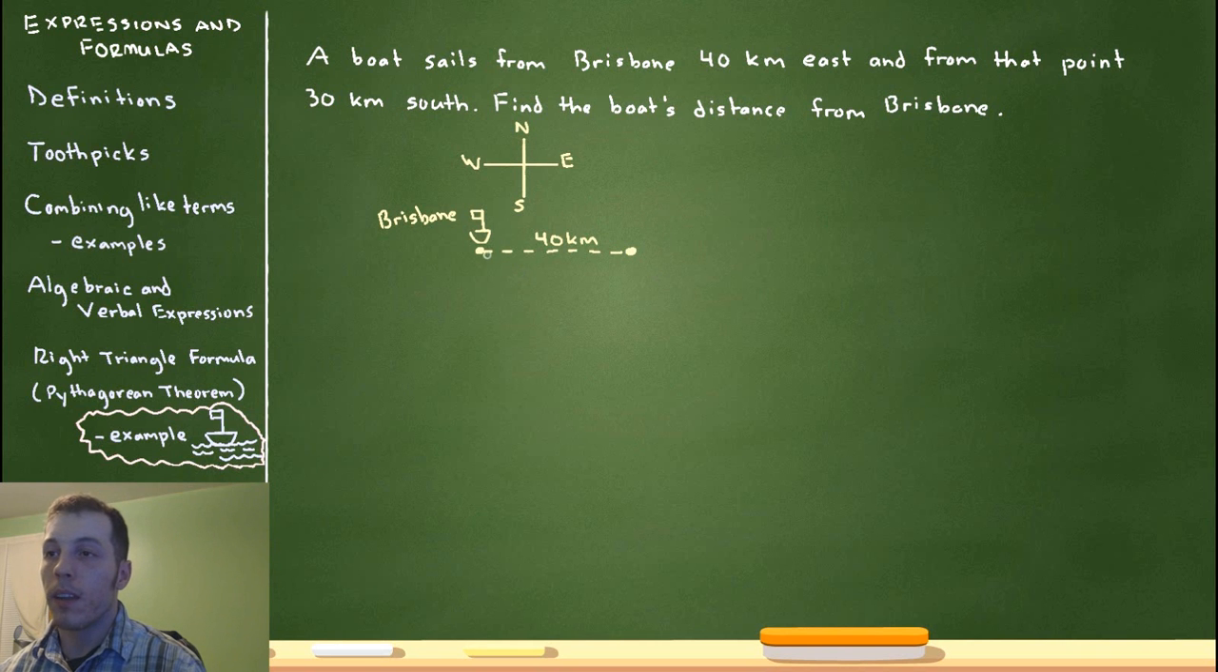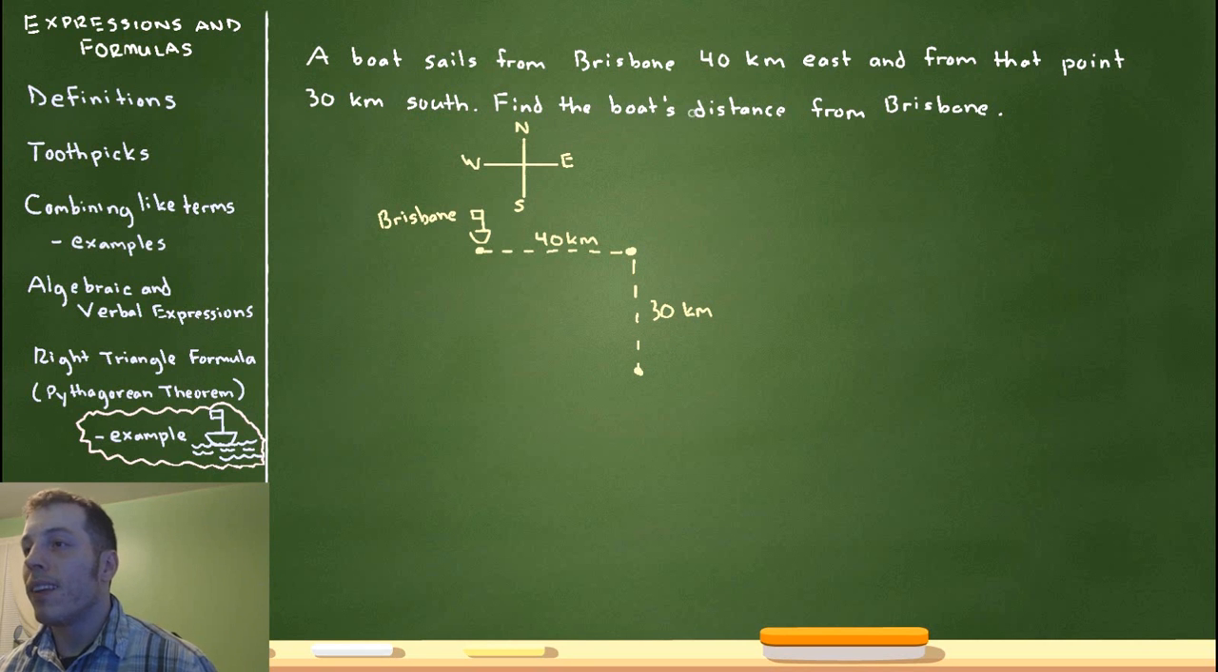Be careful of making the mistake. I've seen people do similar problems where they go like this. But you have to keep in mind that the boat is sailing here. It stops, and then from this point it's going to go 30 kilometers south. So south is in this direction, right? So this is 30 kilometers and it stops here.